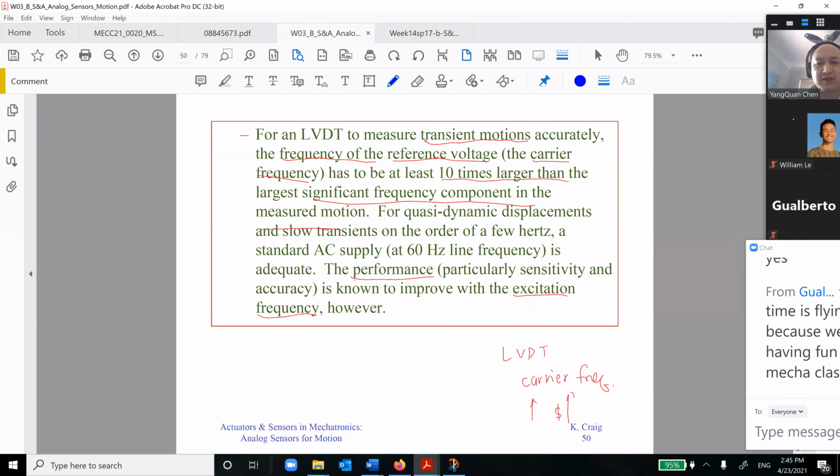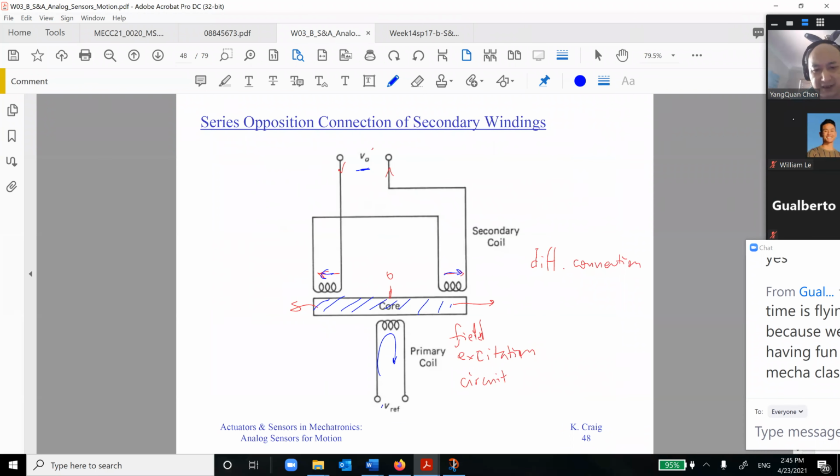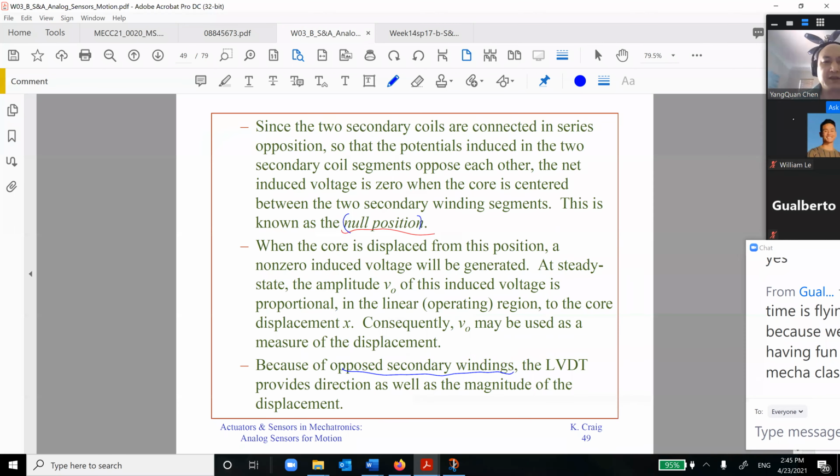The performance of this LVDT, especially the sensitivity and accuracy, improves with the excitation frequency, that means the carrier frequency. With a different carrier frequency, you produce a different sensitivity. Usually, the higher, the better.